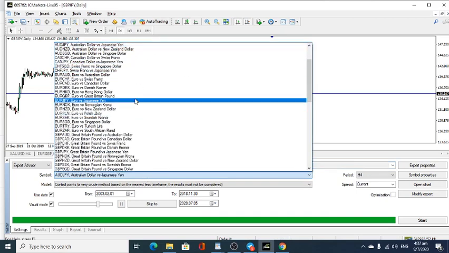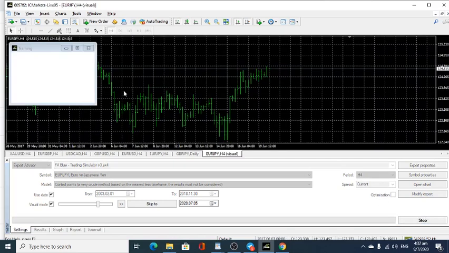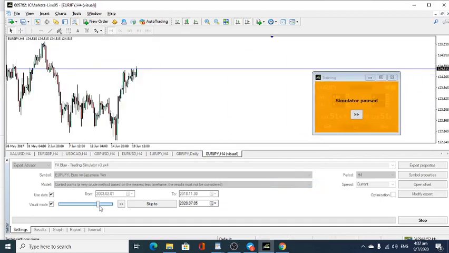Let me just try this Euro Yen on the simulator, but for this FX Blue you can only try one time frame. So let's just try from the H4 and see how it works out. I'm going to apply what I shared with you and see how it works. This simulator is from 2003. I'm going to tell you that the price movement does not change over the last 10 years or 20 years.